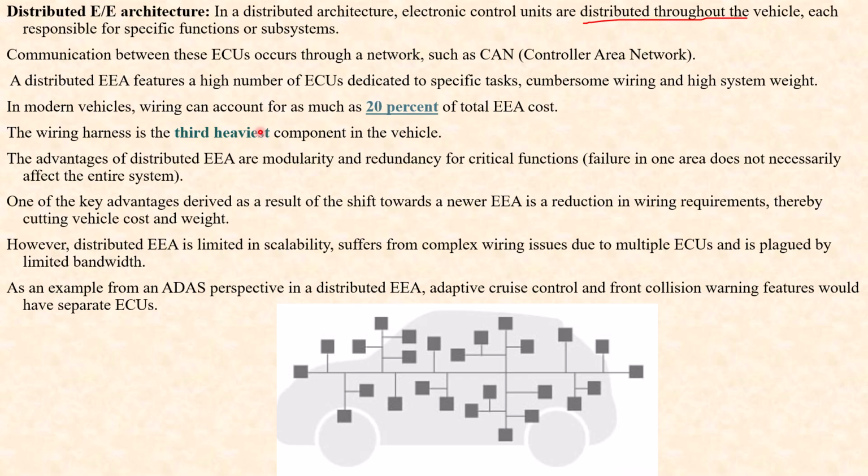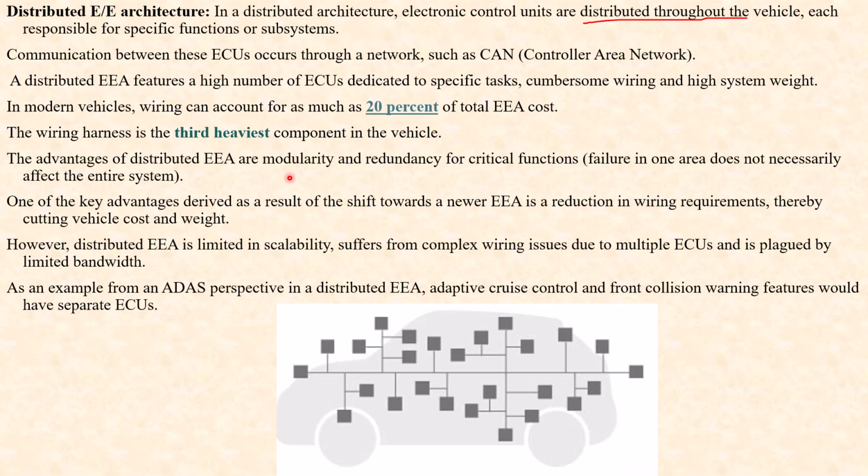Now in modern vehicles, wiring can account for as much as 20% of total EEA cost. Now because of the weight and the length of the wiring, this can almost account for 20% of the total architecture. Now the wiring harness is the third heaviest component in the vehicle. This is something which I have mentioned in the previous video, and I am re-emphasizing it because this is extremely important. So tomorrow when you work in the architecture, this is an important parameter which you need to keep in mind while designing the wiring harness.